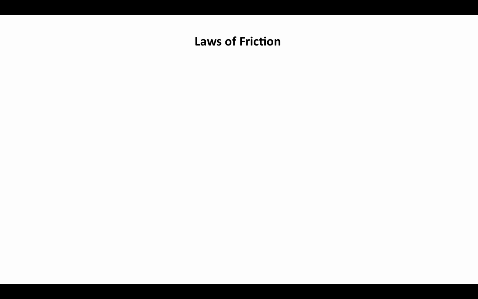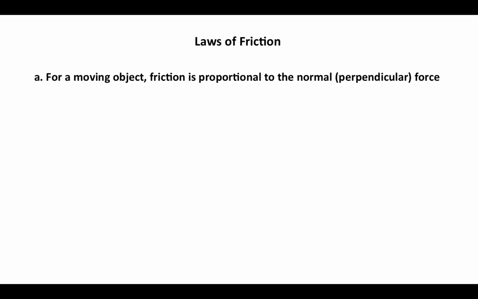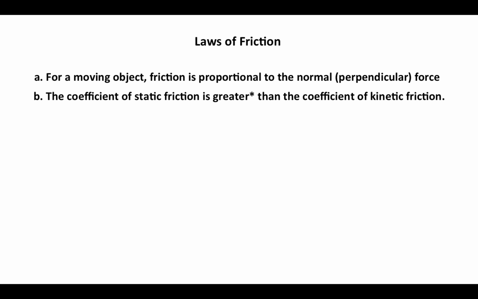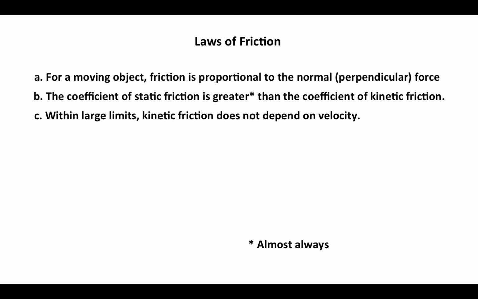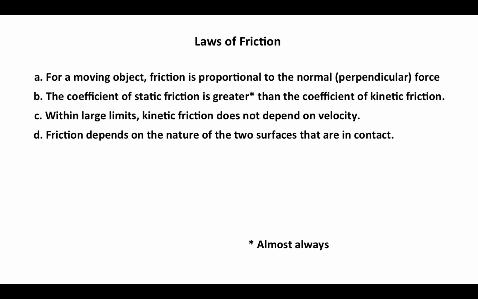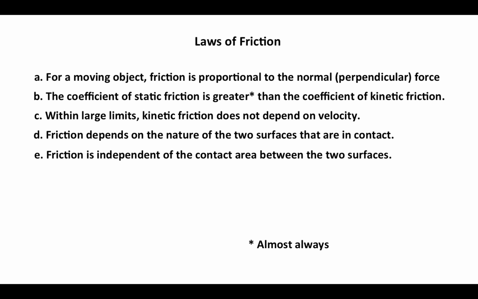So these are the so-called laws of friction. I'll list them for you and then we'll go through them one at a time. For a moving object, friction is proportional to the normal, that is, perpendicular force. The coefficient of static friction is greater than the coefficient of kinetic friction. Within large limits, kinetic friction does not depend on velocity. Friction depends on the nature of the two surfaces that are in contact with each other, and friction is independent of the contact area between the two surfaces.